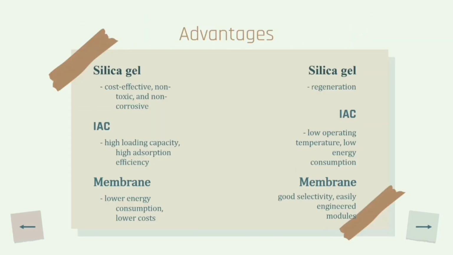Firstly, the advantages of choosing silica gel as adsorbent are that it is cost-effective, non-toxic and non-corrosive. Besides, regeneration of silica gel can be easily achieved by evaporating the water through decompression and heating. Secondly, some advantages of the adsorption process are low operating temperature, low energy consumption, high loading capacity, and high adsorption efficiency. The most important thing is that impregnated activated carbon can remove multiple contaminants such as H2S, silicon, and water.